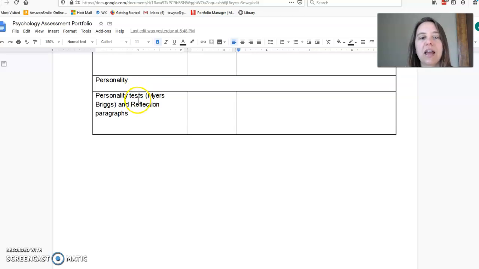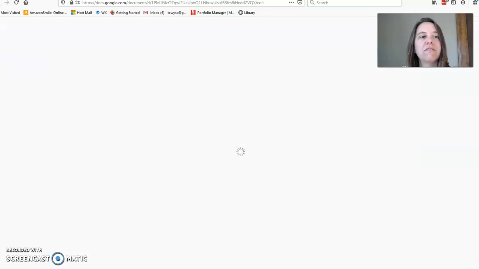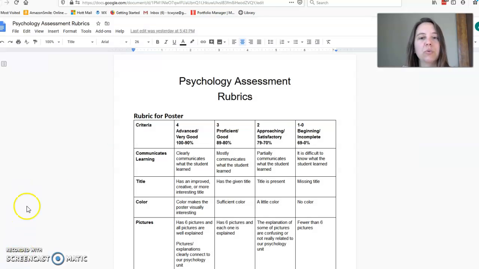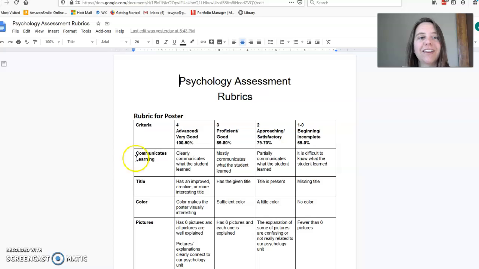And finally, personality. We took the personality test and we wrote a reflection, yes or no, and what you learned. Is it in the paper, is it on the poster, or a sentence? That is our portfolio, information and sources. If there's any confusion about something, please contact me, email me. And then finally, we have our rubric. You don't have to do anything here except look at it and follow it.